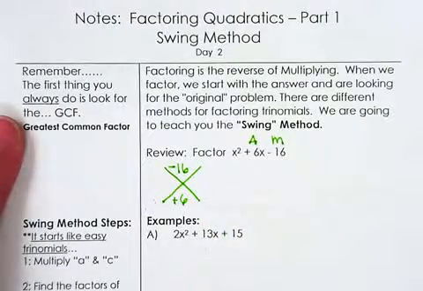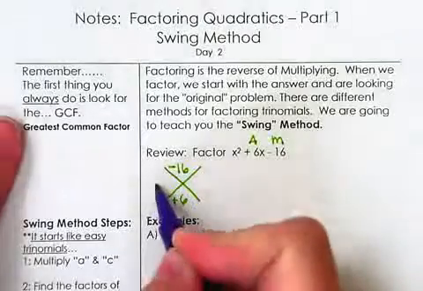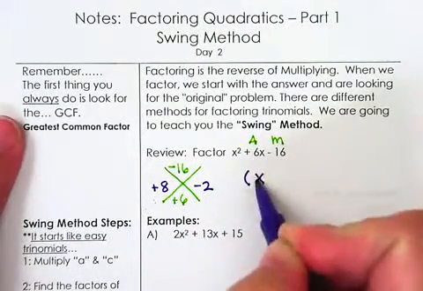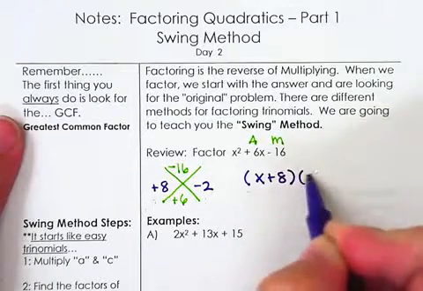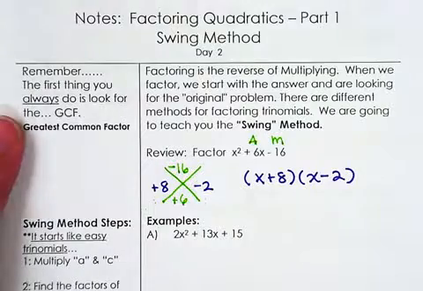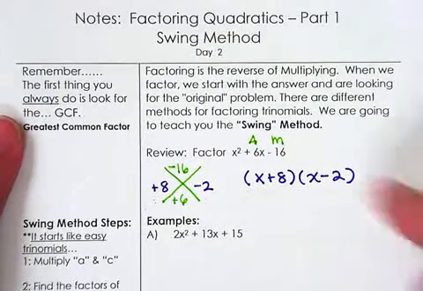So the two numbers that multiply to negative 16 and add to positive 6 are positive 8 and negative 2. So we're going to write those as our factors then: x plus 8 and x minus 2. And that's our answer. And if we were to FOIL this out, we would see it does match the original problem.